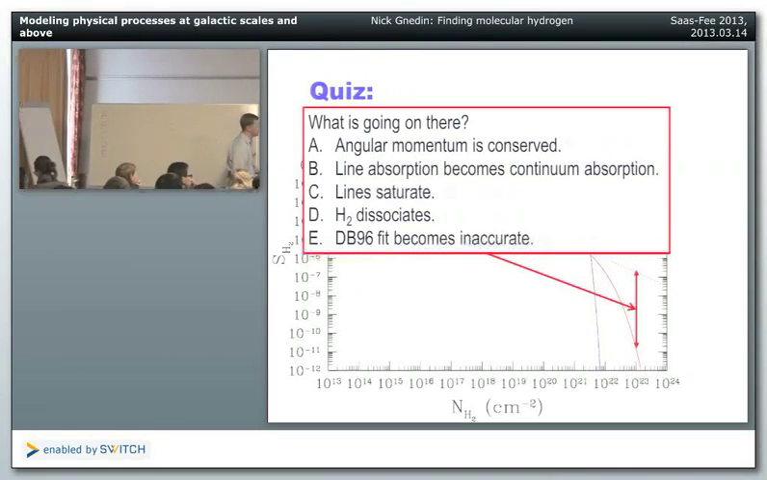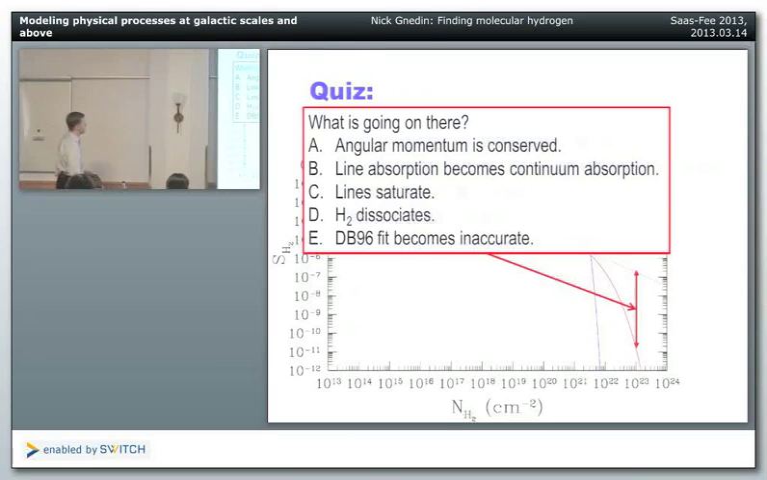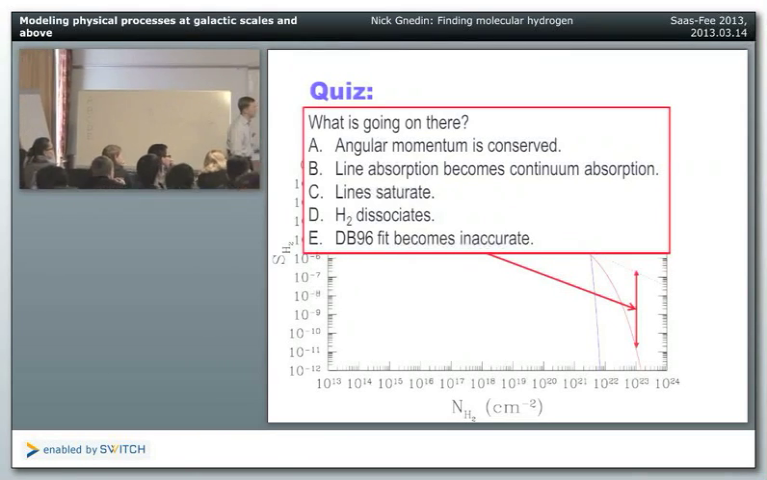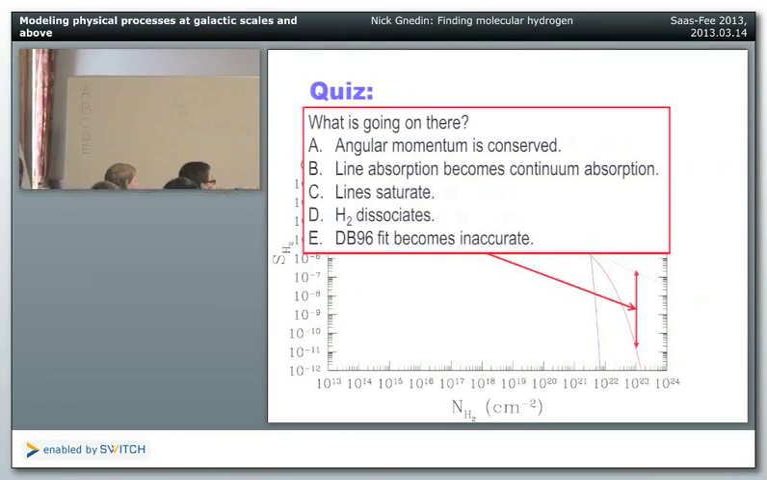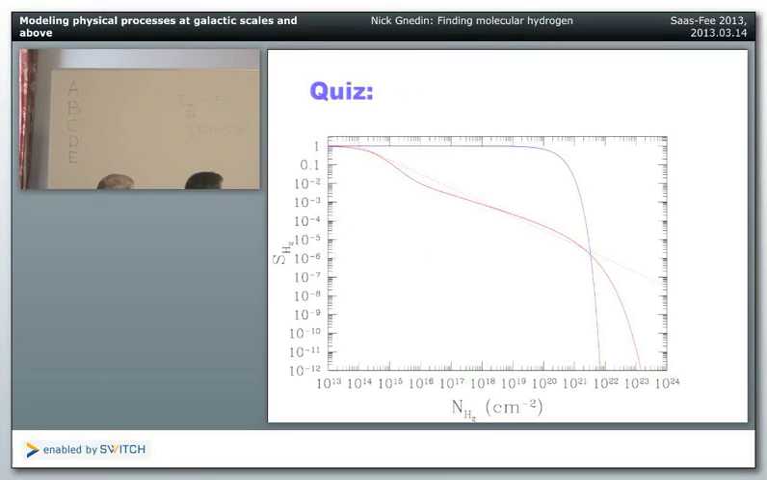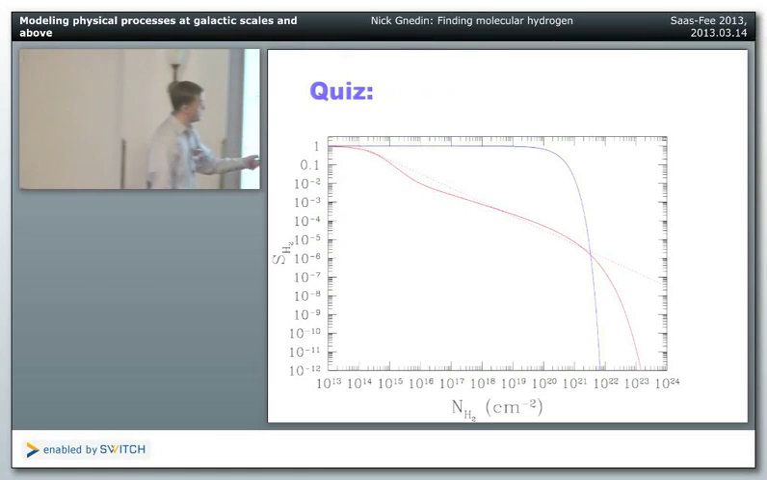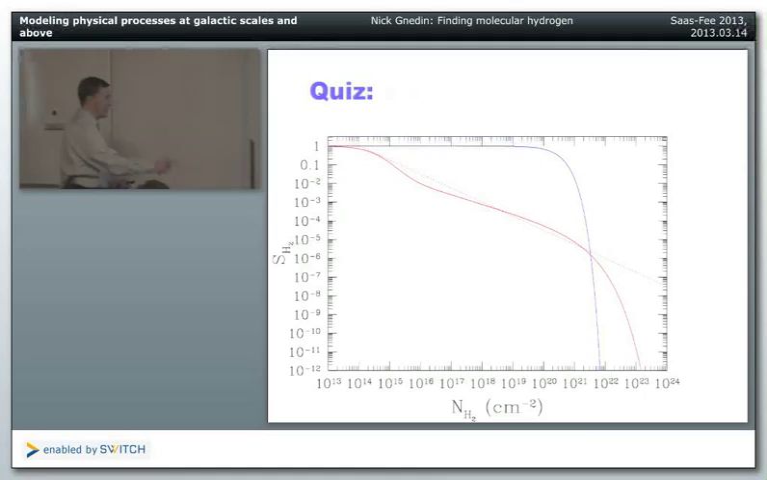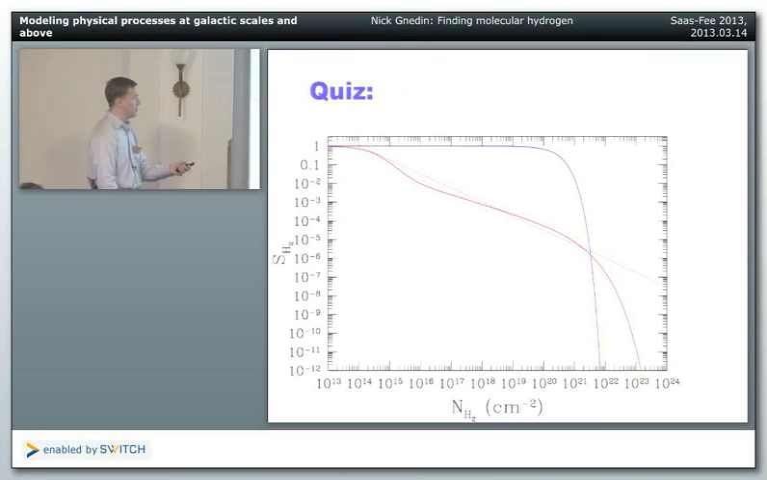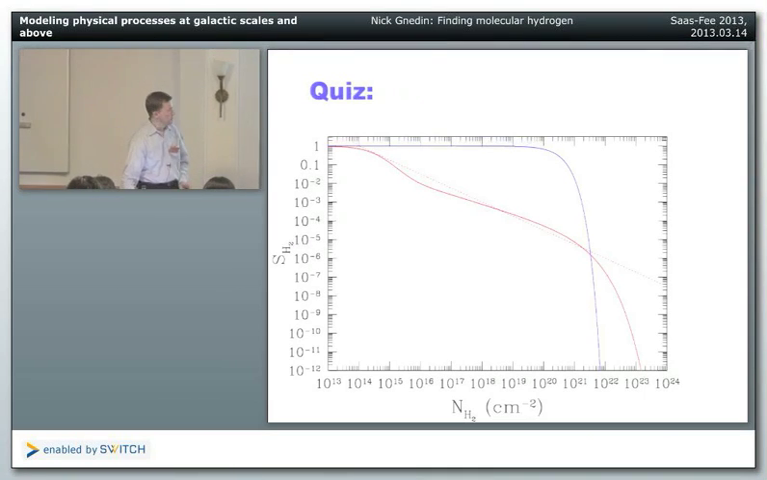So the answers are angular momentum is conserved, and our usual answer: line absorption becomes continuum absorption. Again, I remind you, the reason why this one is so steep is because it's continuum absorption, dust absorbs all photons of all energies. And the reason why this one is so gradual is because it's line absorption. So individual lines can become optically thick, but there will be some other lines nearby which will become optically thin.